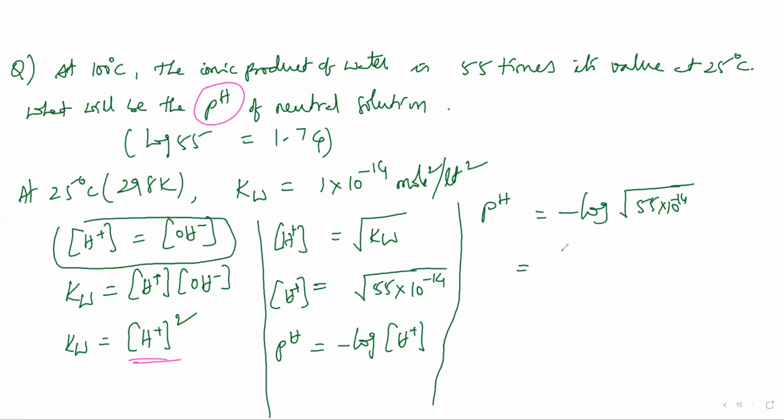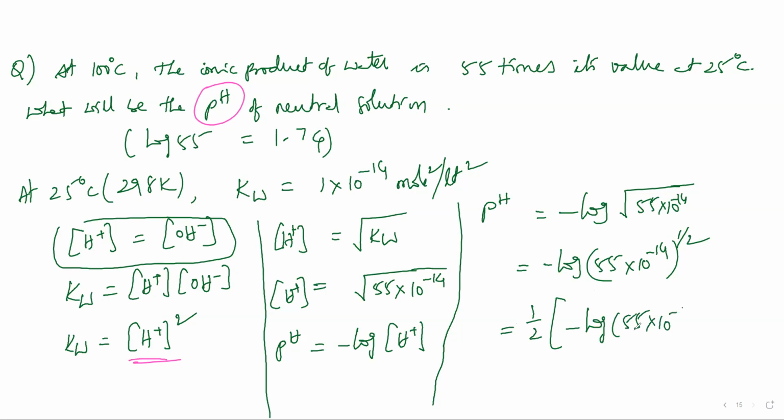Okay, now let us convert this completely, make it into 55 into 10 power minus 14 whole power 1 by 2. Root becomes power 1 by 2, right? Log x power y becomes y log x. What you are getting? Half into minus log of 55 into 10 power minus 14. Okay, now keep this half as it is. Minus log xy. What it will become? Log x plus y. So minus, what you are getting?